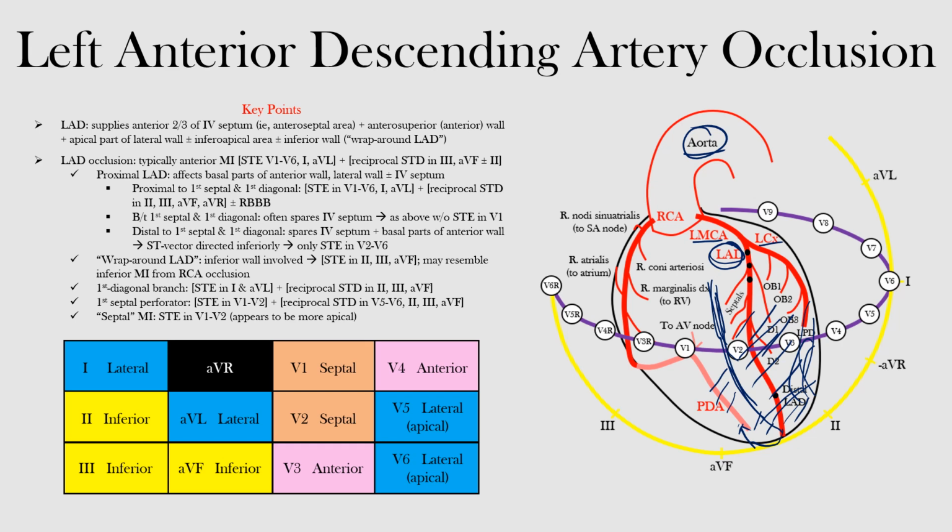So let's look at this occlusion here. Okay, so I'll erase this. And now we're talking about occlusions within the LAD. Remember, we mentioned we're going to try to identify where these are coming from within the artery. So here's our LAD, and we're going to talk about the proximal one, which is this one here. And again, it's coming before our first septal perforator.